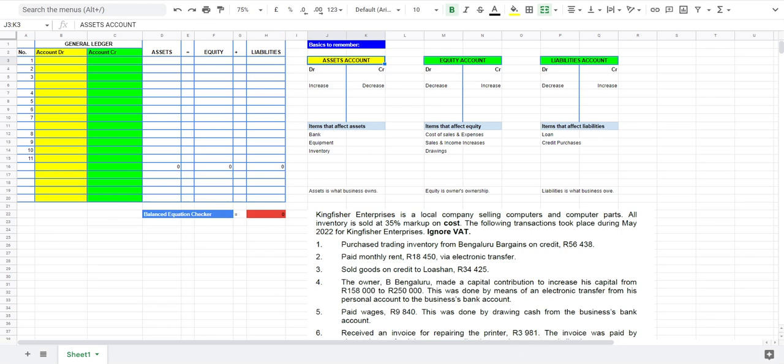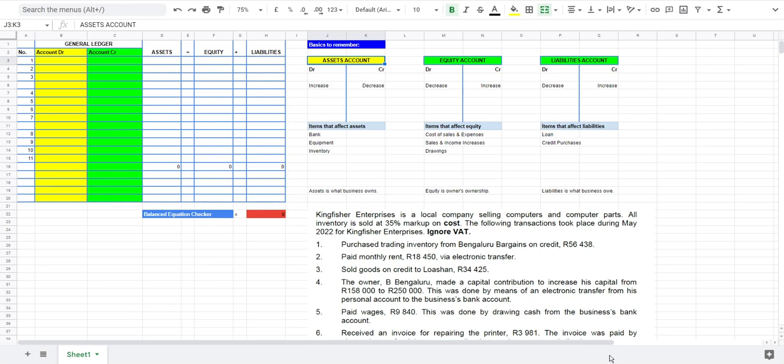Now another thing to take note of is the red box, which says 0, and on the left side it's written balanced equation checker. We're going to use this to see if our calculations are correct and our accounting equation is balancing. As long as that number is 0, it means whatever we are doing is correct. So let's start with the question.